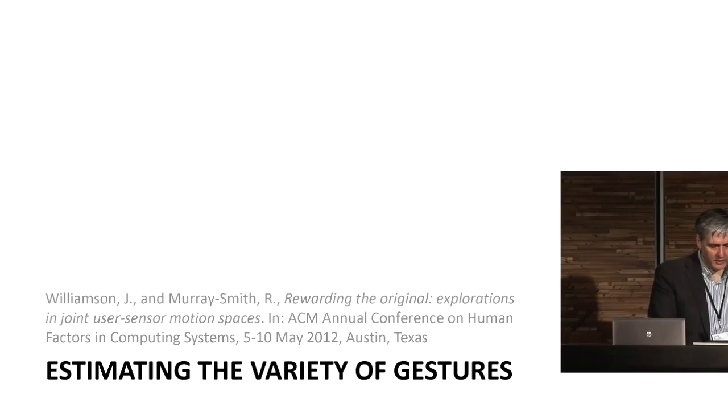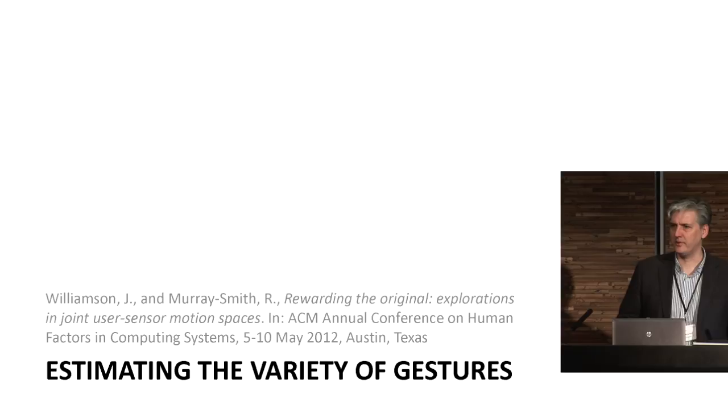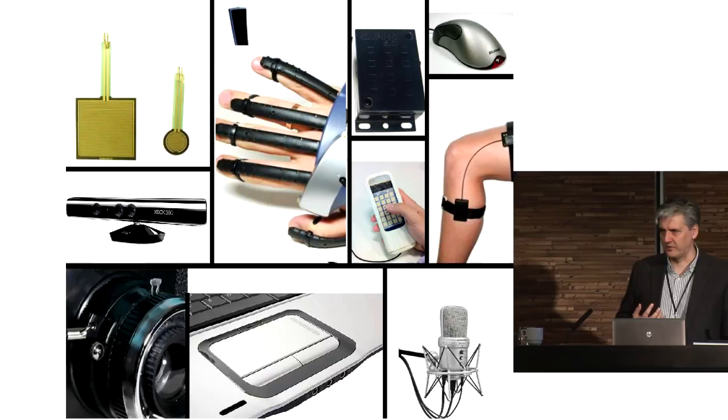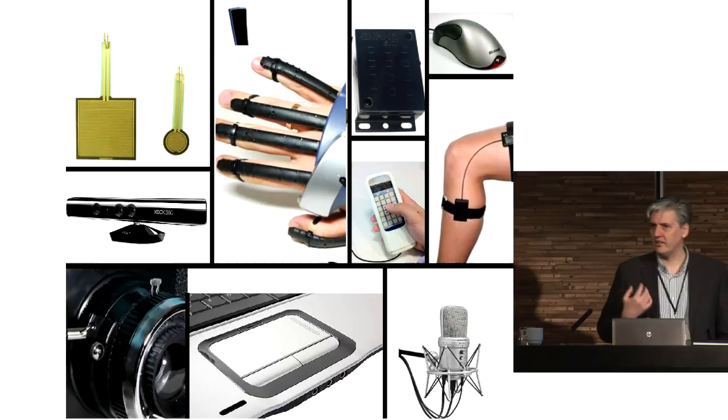We're going to look at now how you estimate the variety of gestures a given user and a given sensing system can generate. And this is from work by John Williamson on rewarding the original, which was presented at CHI. You've got a wide range of possible sensors for a device. When these are used by a given user, how many different states can the user generate with them?